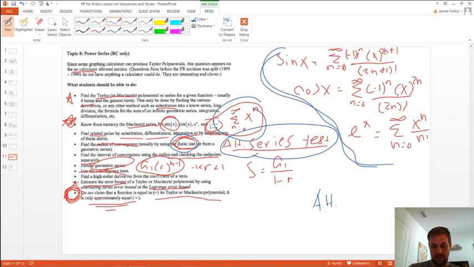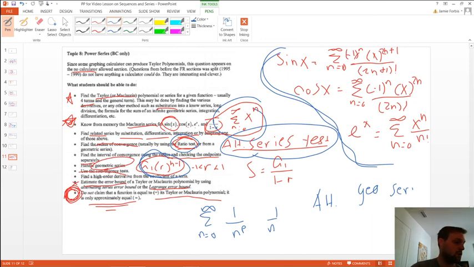And that's about it. Maybe know geometric series as well, so I wrote that right here. And maybe know harmonic series and p series, so 1 over n to the p power, summation n equals 0 to infinity. And remember the harmonic series is just 1 over n. But I think that's about it, really. So good practice problems, see what you can do.